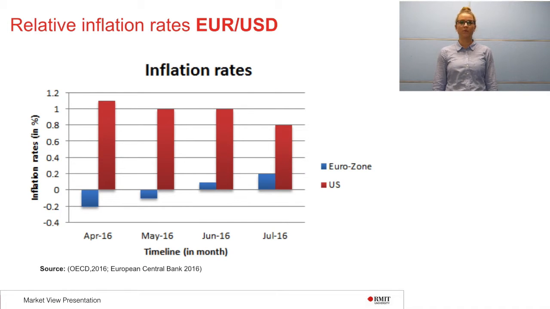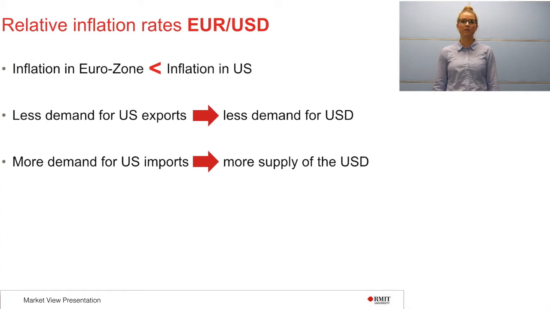The first indicator that we have used to analyze the currency pair of the Euro and US dollar are the relative inflation rates of the last few months. As represented in the chart, the inflation rate is significantly higher in the US than in the Eurozone. This leads to less demand for exports as the prices in the US become less competitive in the world market. Therefore, the demand for US dollar will be less. Furthermore, the demand for imports for the US will increase, as overseas goods become relatively cheaper on the US domestic market. This will potentially lead to an increase of supply of the US dollar.